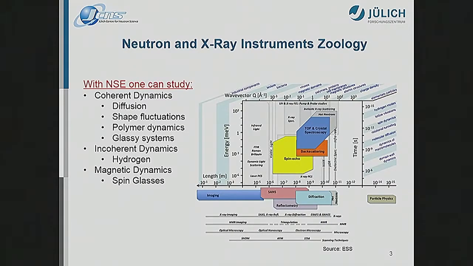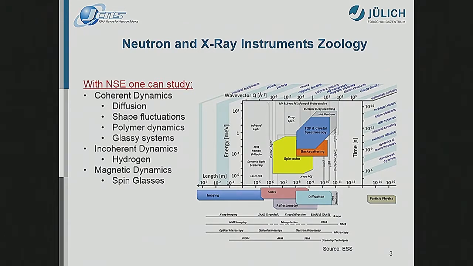Now from marketing, we go to zoology. This graph shows the time scales you can probe with X-ray and neutron instrumentation. This is the length or the wave vector. This is stolen from the European Spallation Source because it nicely features spin echo right in the middle. You can see that it extends what's available from inelastic scattering techniques to slower times, and fits in the resolution domain of, say, tens of angstroms, right in the middle.